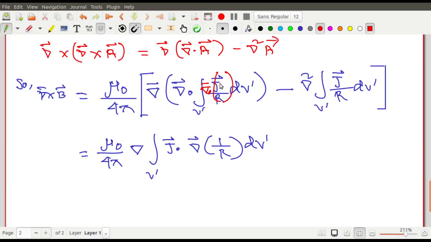Now you see that there are two terms which should be affected. One is this j vector and one is this r. But this one will not affect the j vector.